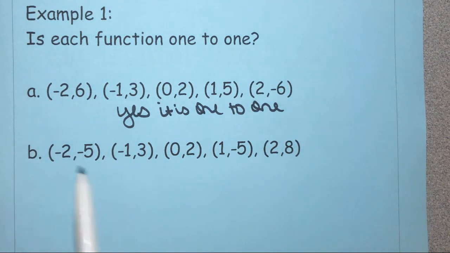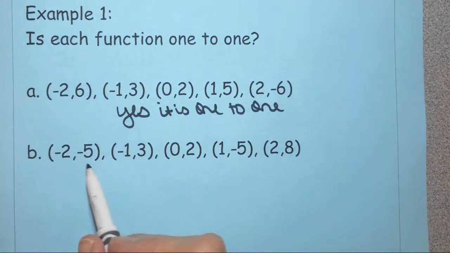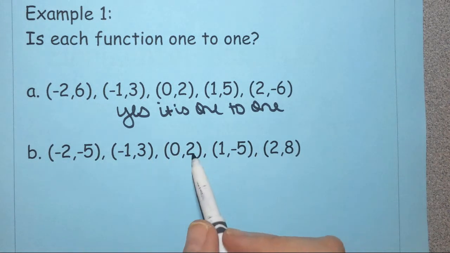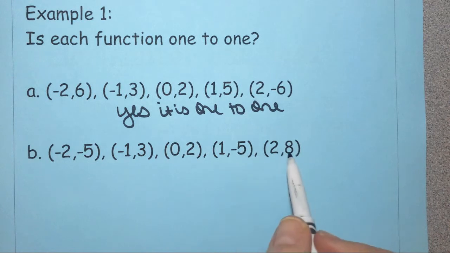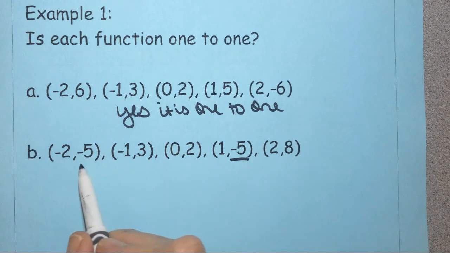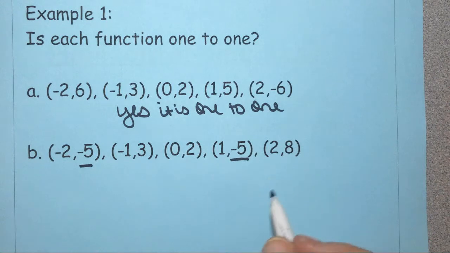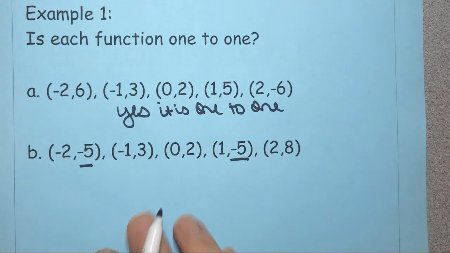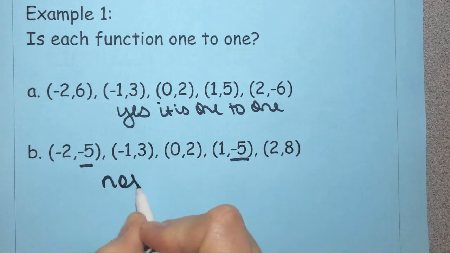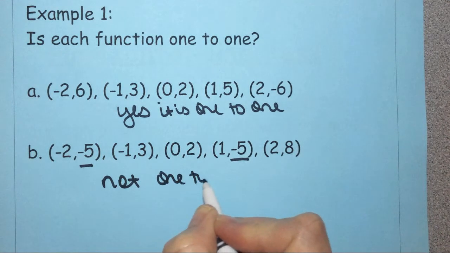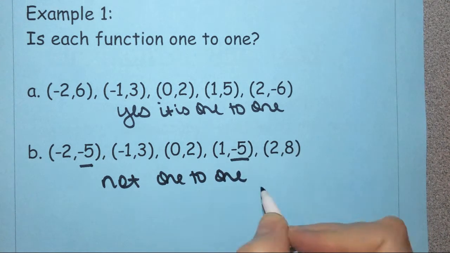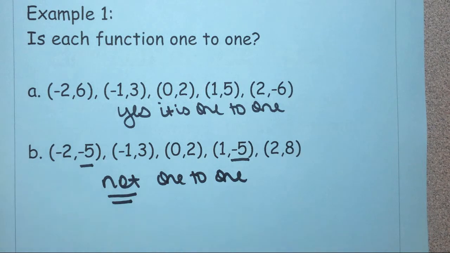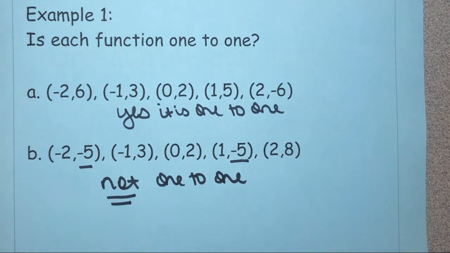So we'll look at B. -2, -1, 0, +1, and +2. So it's a function. Now to see if it's one-to-one, we're going to go check the y's. -5, +3, +2, -5, and +8. You'll notice that my y's, I have two values that are -5. So although it's a function, it is not one-to-one. Because it is not one-to-one, its inverse will not be a function.